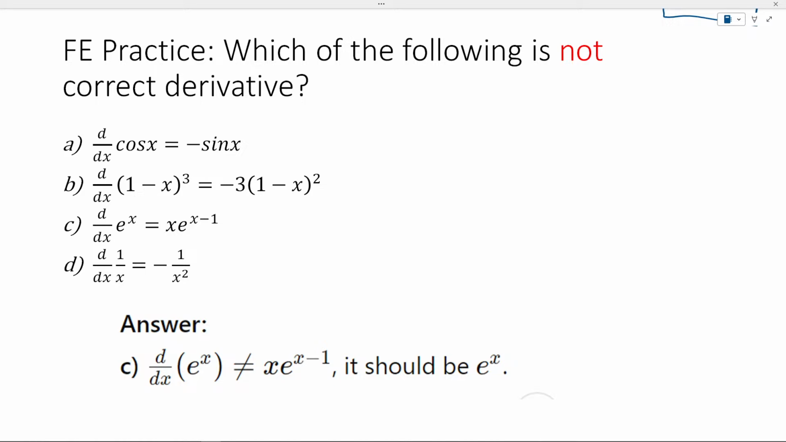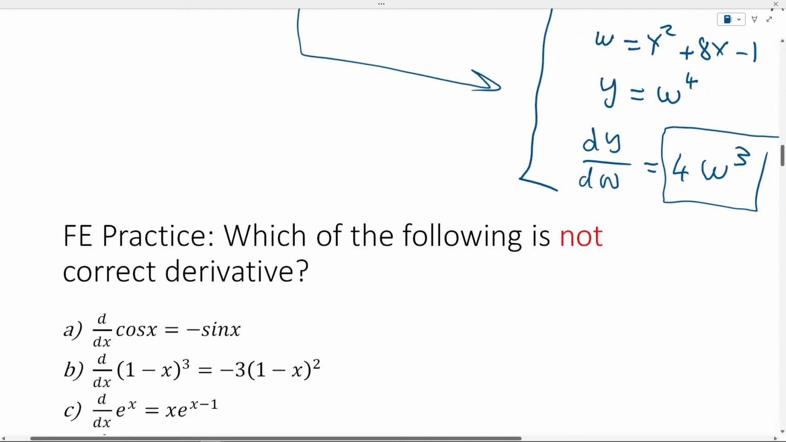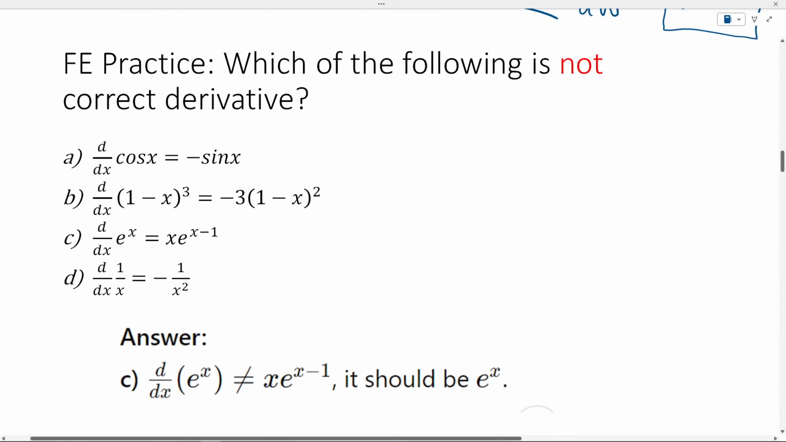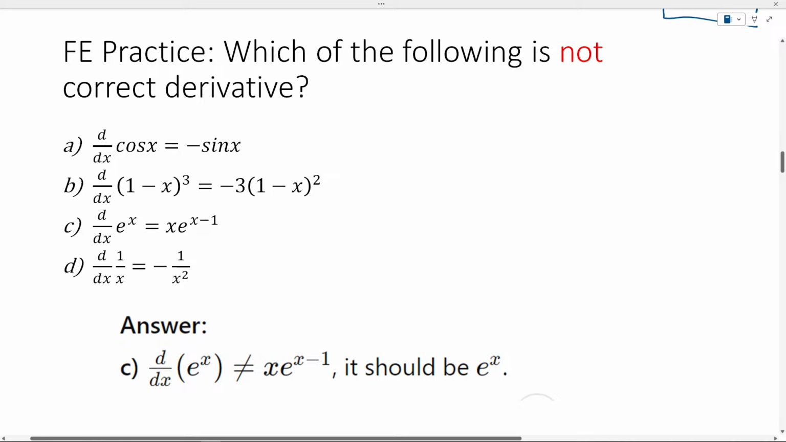So let's do this here. I'm asking which of the following is not a correct derivative. This is all FE practice, from the FE exam. I found similar problems from different books.